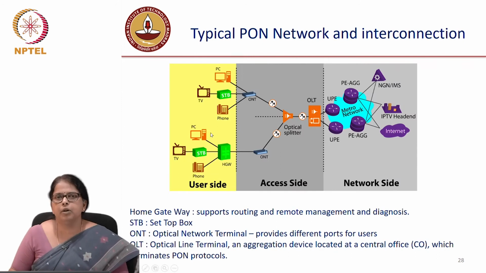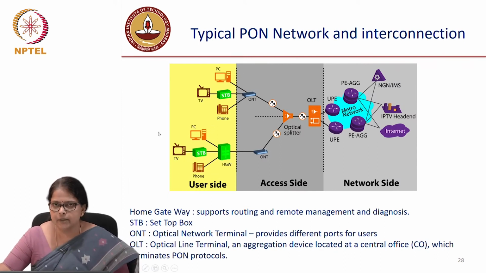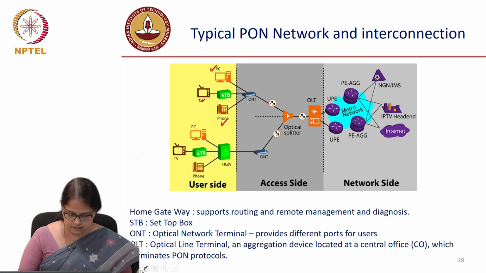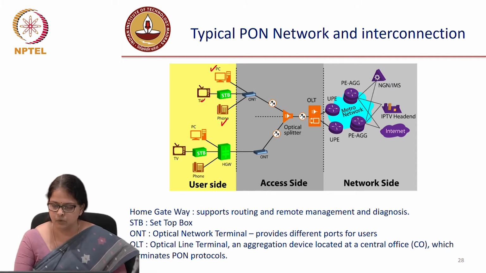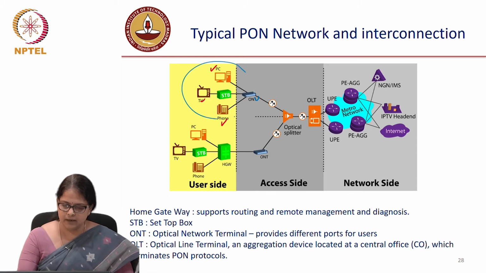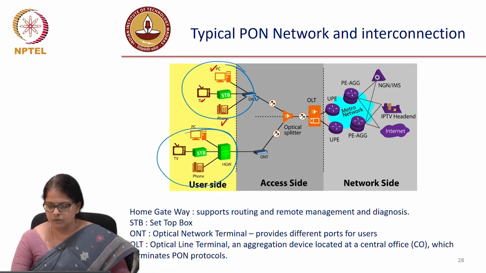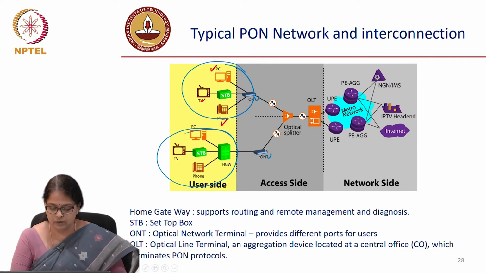Going into a little bit more detail of this connectivity, just to familiarize with the terminologies used. So you could have your personal computer or a TV or a telephone that can get connected to your ONUs on the user side. So this will be in one apartment, this could be in another apartment. So each of them will have their ONT or ONUs, right?